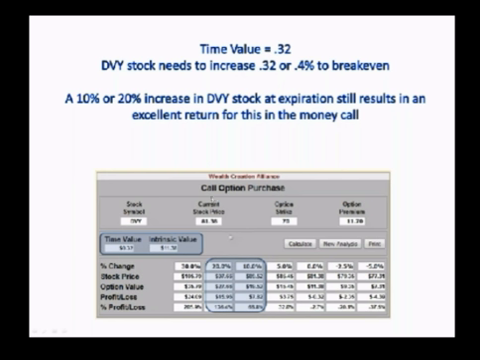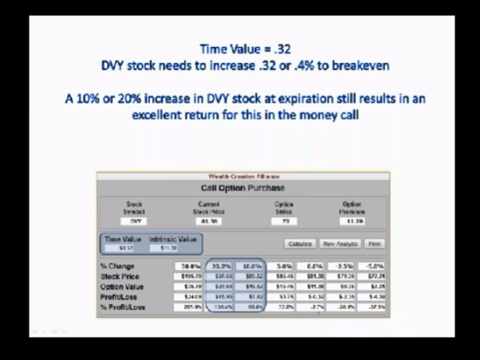Here's the analysis for the call option purchase. DVY ETF was trading at 81.38. We bought the 70 strike call at 11.70. So we can see that if the stock is flat at 81.38 at option expiration, we only lose 2.7% on the option. That's a lot better than losing 100%. If we bought an at-the-money or out-of-the-money call and the stock didn't trade above the strike price at option expiration, then we would show a 100% loss here at expiration.